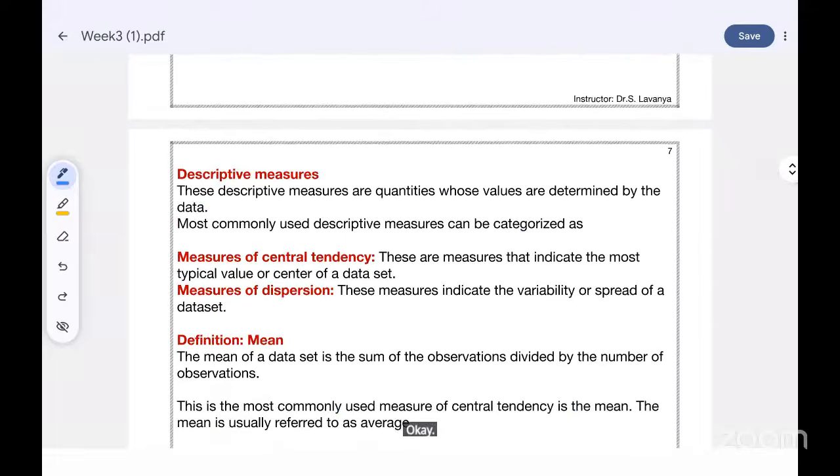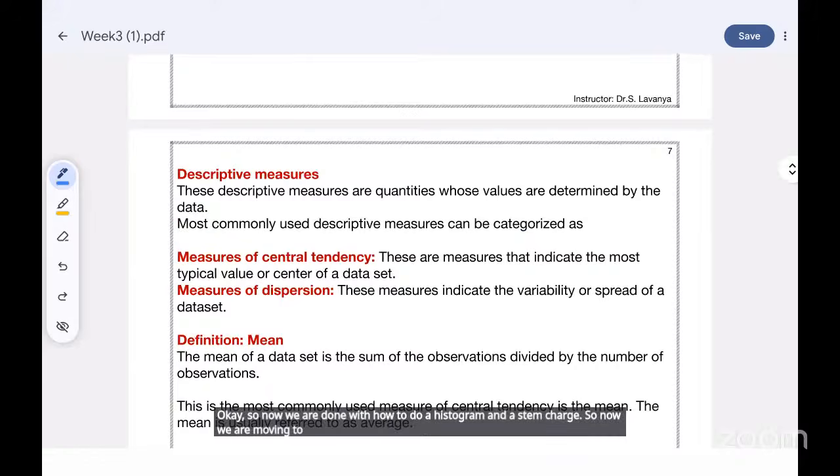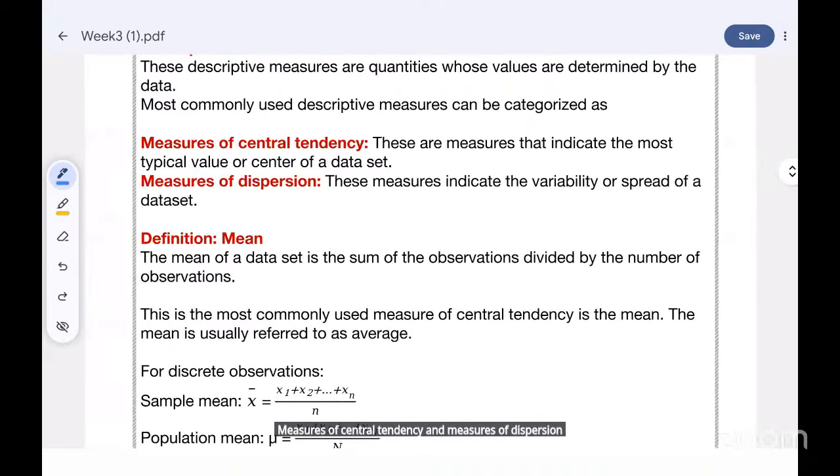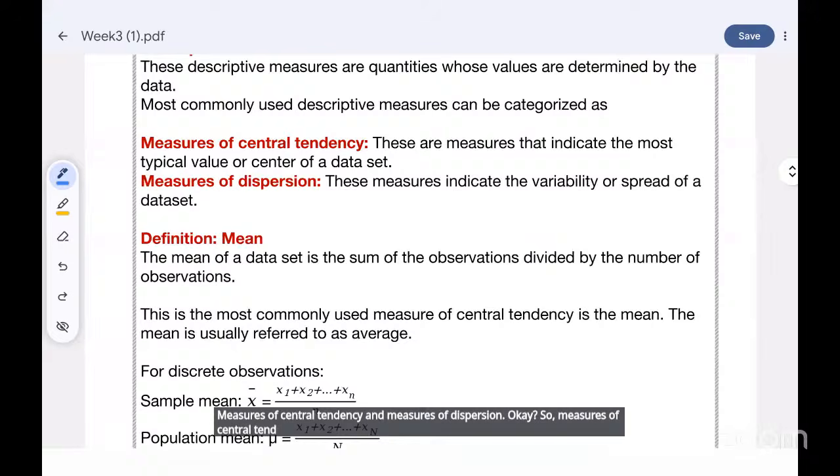Okay, so now we are done with how to make a histogram and a stem and leaf plot. Now we are moving to descriptive measures. These descriptive measures are quantities whose values are determined by the data. The most commonly used descriptive measures are categorized as measures of central tendency and measures of dispersion. Measures of central tendency are measures that indicate the most typical value. In some sense it is the typical value, or in some sense it is the center. You can understand it from the different measures.